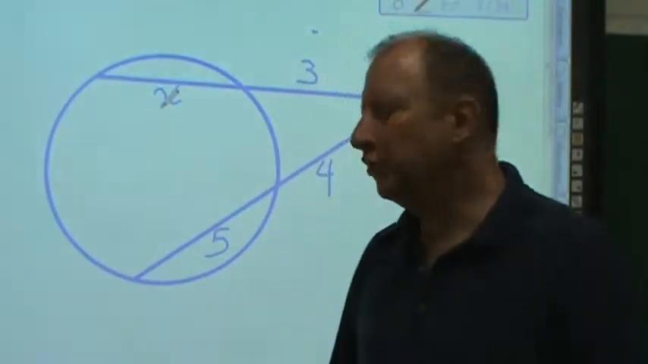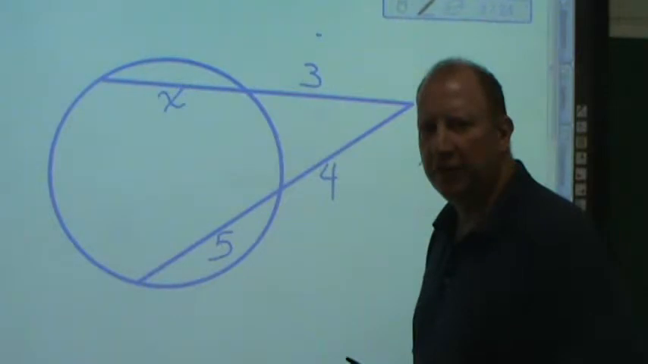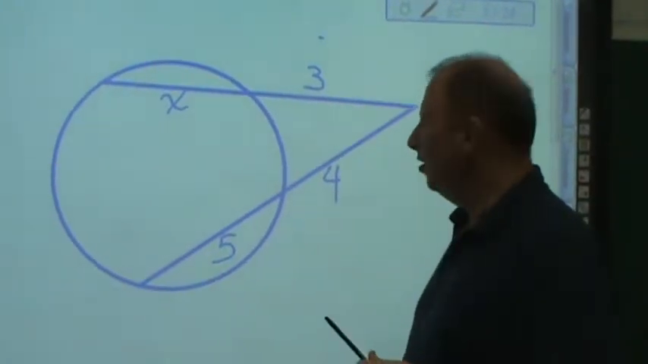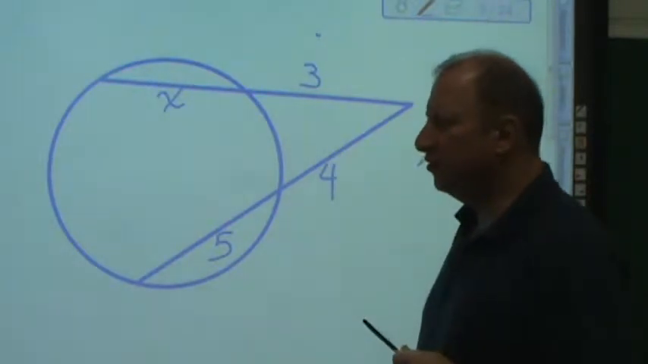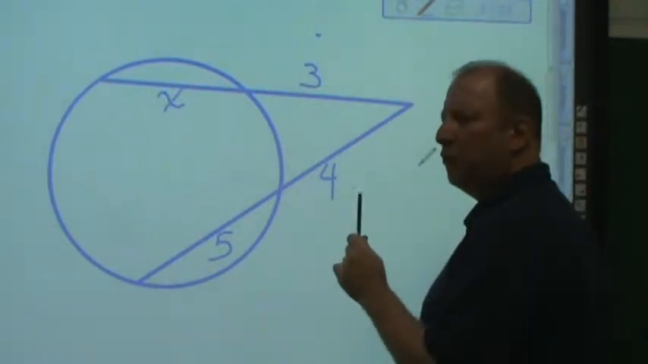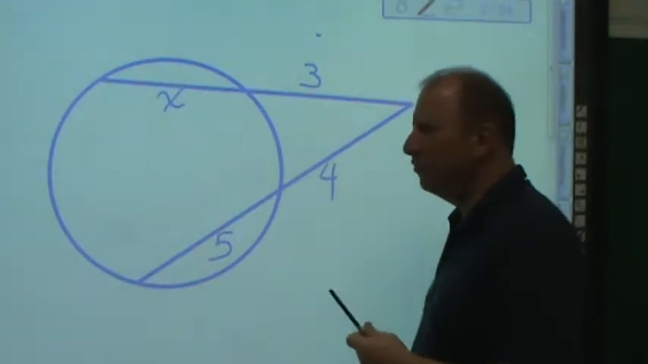Hi, what we're going to do today is look at the value of x. We're going to find the length of the secant lines that are exterior to the circle. Well, let's look at what we had, and it's the same proof, the same process that we've been using before.